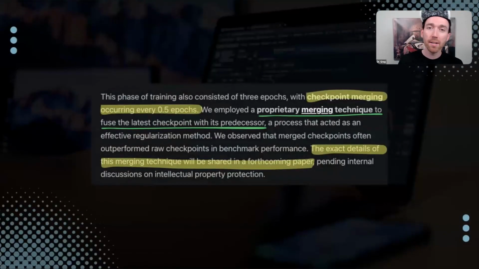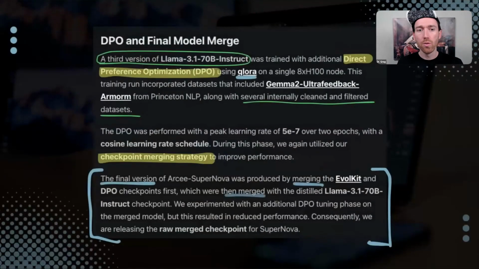The phase of training at that point was one where they wanted to checkpoint. And they wanted to do this checkpoint merging every half of an epoch of the 3 epochs that they did the training. They employed a now proprietary merging technique. Of course, we looked at MergeKit, but is that really where their secret sauce is? They go deeper naturally. And I'm pretty sure they're thinking about a paper there too, but are they really going to publish it? I suppose we'll find out in time. In the end, there was DPO and there was a final merge.